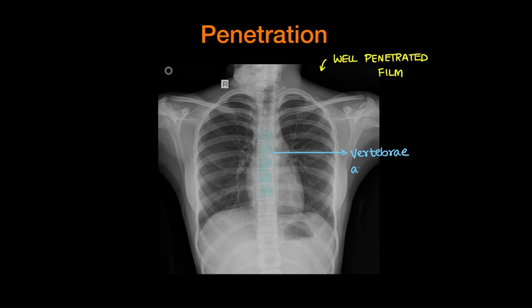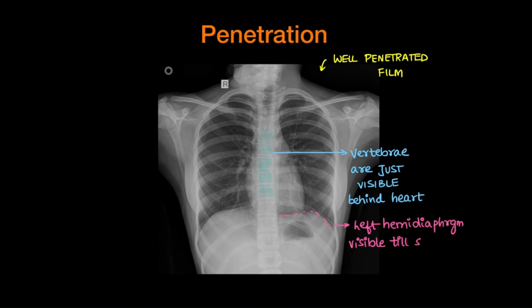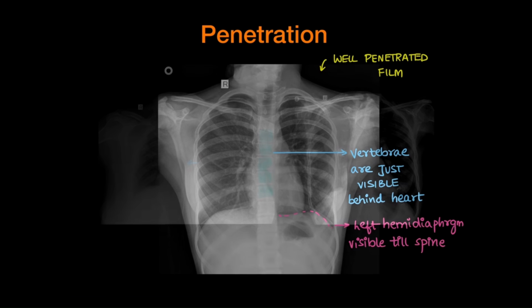See here, you can see vertebral bodies which are just visible behind the cardiac shadow. So they are not too visible, they are not too opaque. And the left hemidiaphragm should be visible up to the spine. These are the characteristics of a well penetrated film.